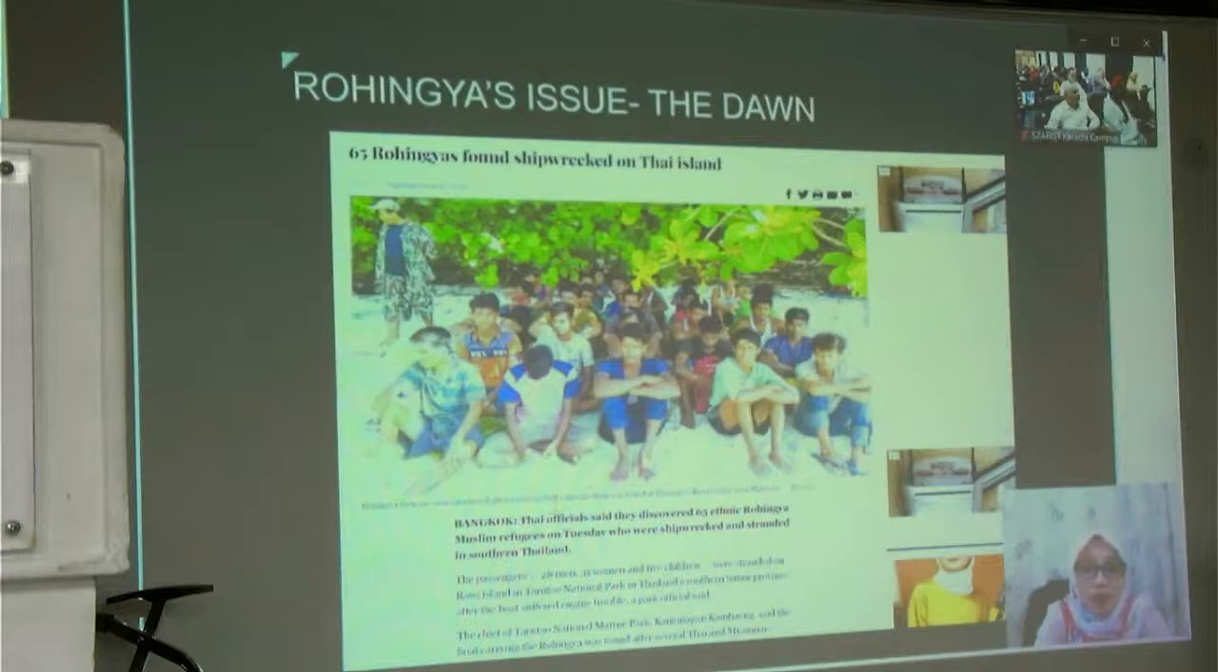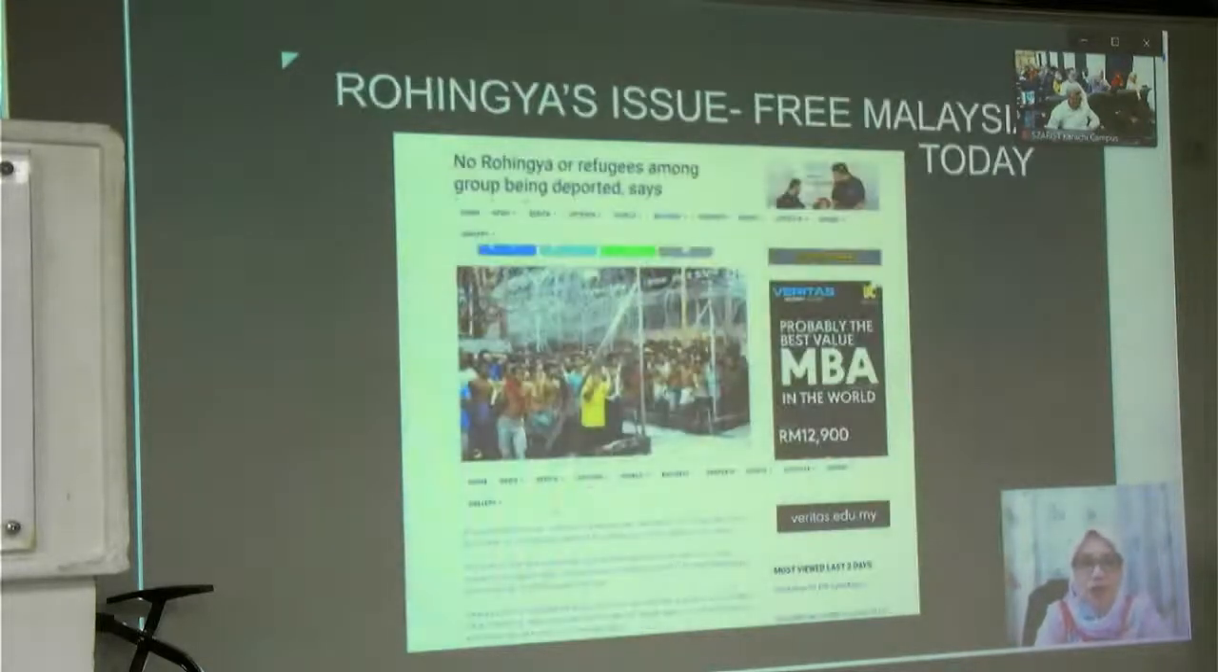In terms of multimodal discourse analysis, you can look at the photos, the positions of the camera, and also the language being used, the clauses and statements used by certain newspapers. This is another one from Free Malaysia Today. You can see how they depict the Rohingyas: they are in a cage. "No Rohingya or refugee among group being deported."